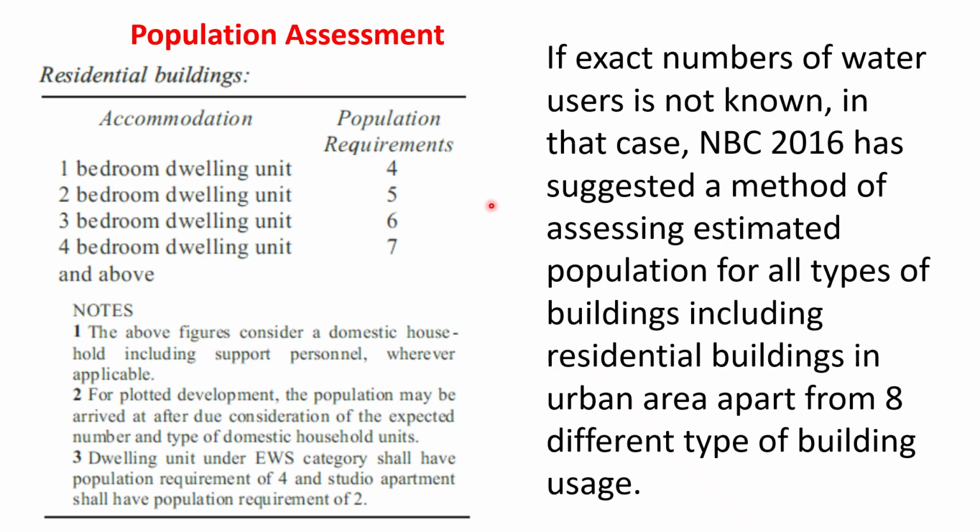Friends, for designing the water supply system, you are supposed to know the population concerned. If you don't have exact data regarding population for which you are going to design the services, you can take help of National Building Code, which prescribes a population of 4 persons in one bedroom dwelling unit. For two bedroom it is 5, for three bedroom it is 6, and for 4 bedroom it is 7.